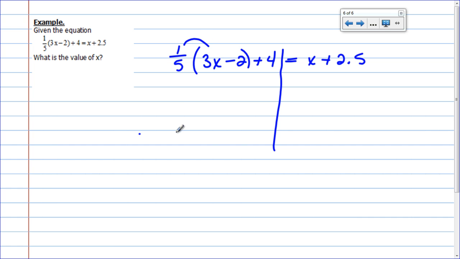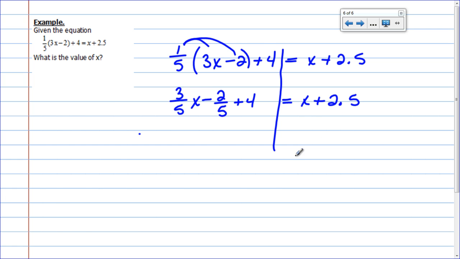Well, 1/5 times 3x just becomes 3/5 x, because 1 times 3 is 3 over 5 makes the fraction. And then 1/5 times this minus 2 becomes minus 2/5 plus 4 is equal to x plus 2.5.